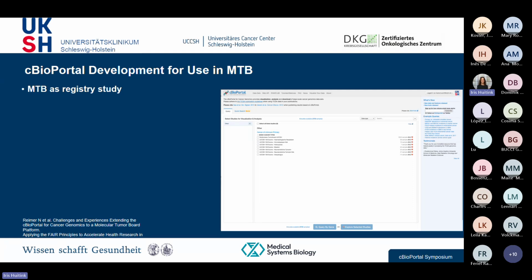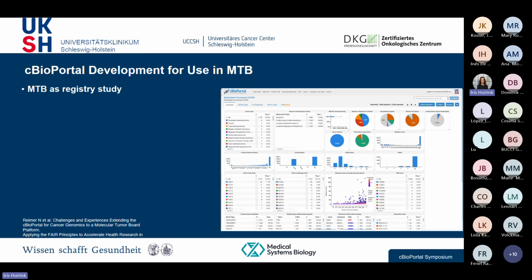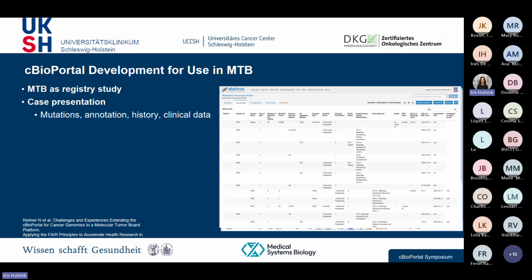And you know these regular screenshots where on top you have then the study of the molecular tumor board. And this is a screenshot of the cBioportal we run now locally in our university hospital, where we have now 1,800 tumor board patients included. And we can now go through individual patients in this list, where I just erased the patient names here, and have the nice annotations due to the cBioportal for their mutations, the history, and the clinical data.